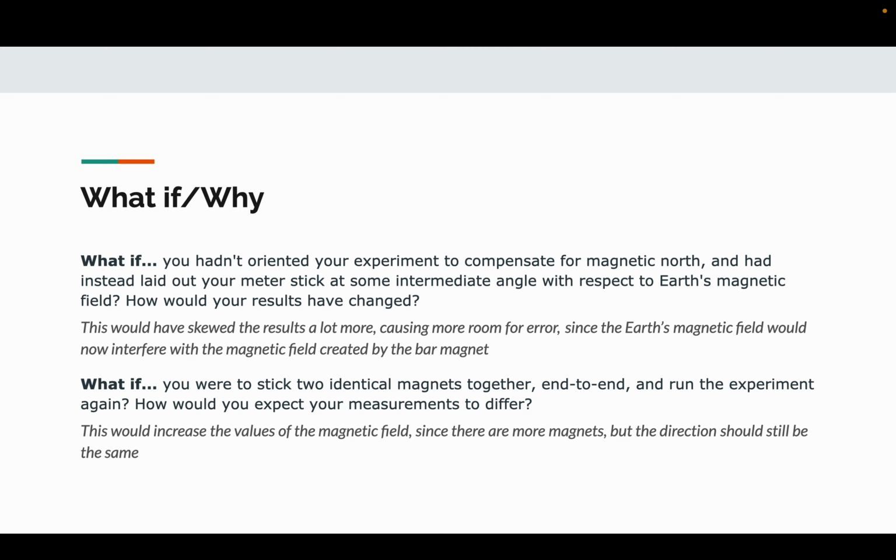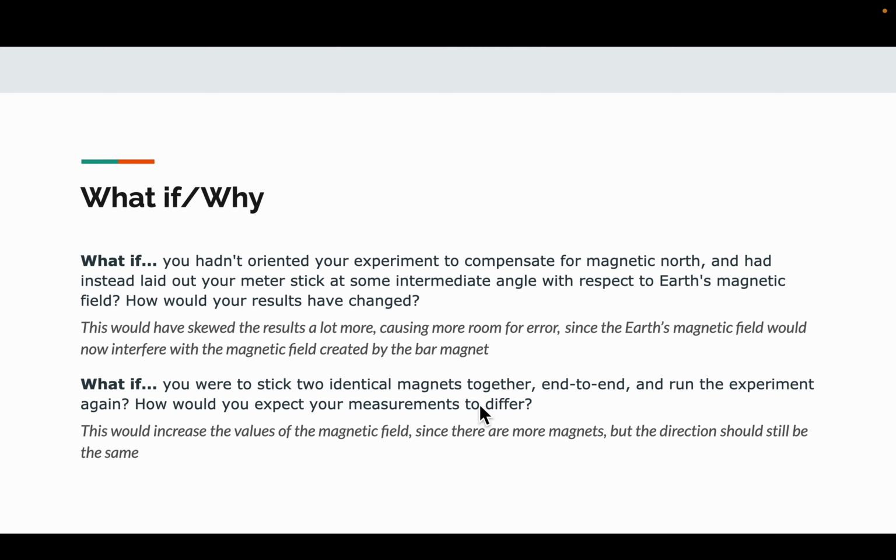So the what-if questions: what if you hadn't oriented your experiment to compensate for the magnetic north? This would have just made the results a lot more difficult and caused a lot more room for error, since the Earth's magnetic field would have directly interfered with the magnetic field created by the bar magnet.